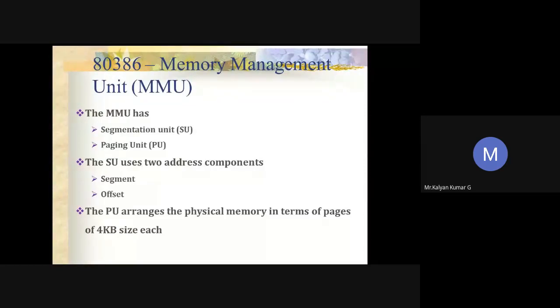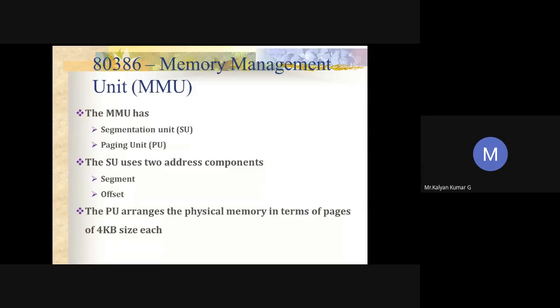In the segmentation unit, we have two address components. Segmentation obviously divides the physical memory into various segments, and for that purpose we use segmentation. It uses two address components, one is a segment and the other is an offset. Both are used to relocate and share the data as well as your code.